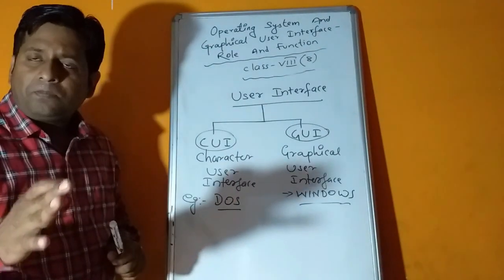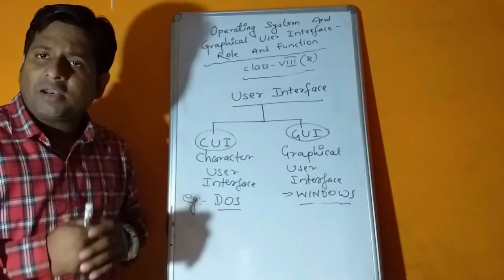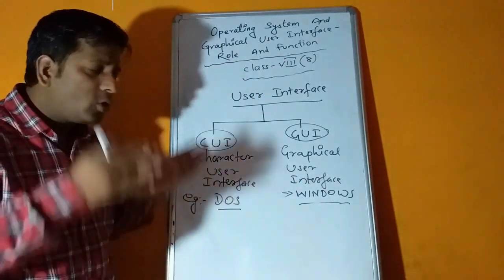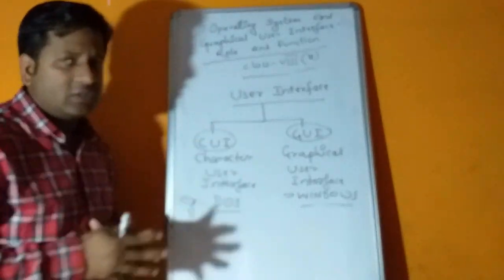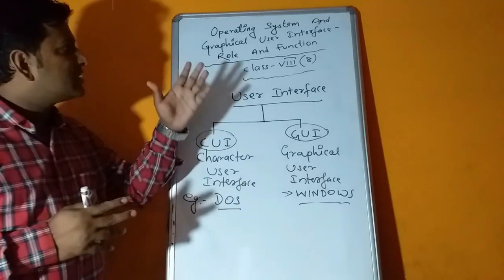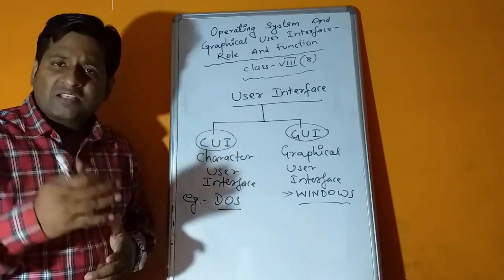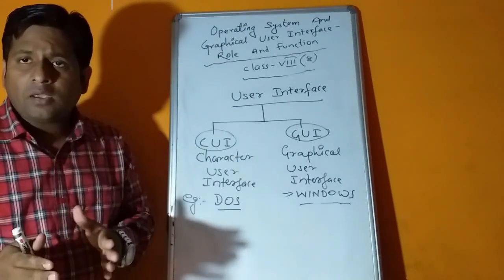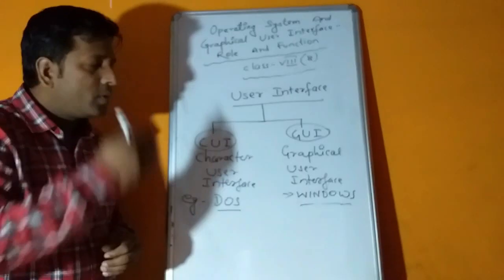DOS, disk operating system, single user, single task, not in use, only used for troubleshooting, that is hardware maintenance. Windows like Windows 7, Windows 8, Windows 10, these are the most common and familiar types of operating system in today's time, and we use this one. So children, this is all about your chapter 1, operating system and graphical user interface, role and function. Based on this chapter, the exercise I've given there, your work is to write down the exercise in your copy so that when school reopens, I will check your copy. Is this clear, children? So your homework begins.